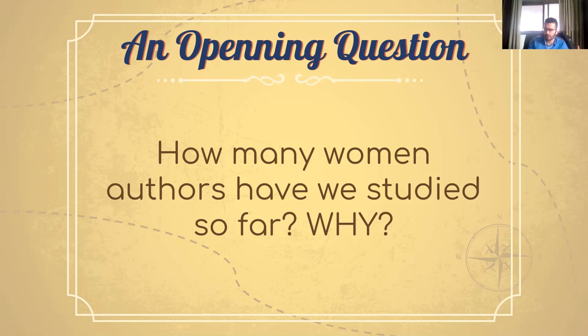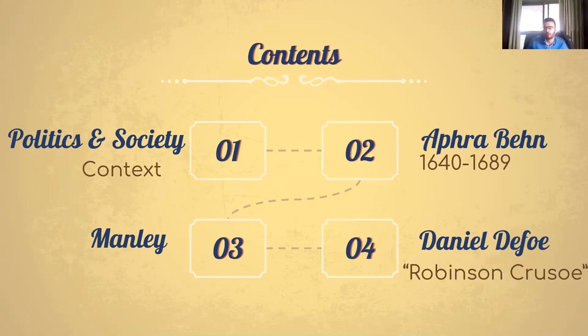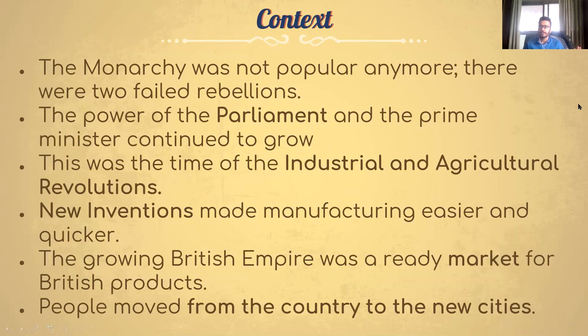And today we will even talk more about this. Why women were ignored, kicked out of the canon and of literary history. Now, again, today we'll talk about the context. Then we'll discuss some novelists, two women for the first time, Aphra Behn and Manley. Then we will end with Daniel Defoe and the famous Robinson Crusoe.